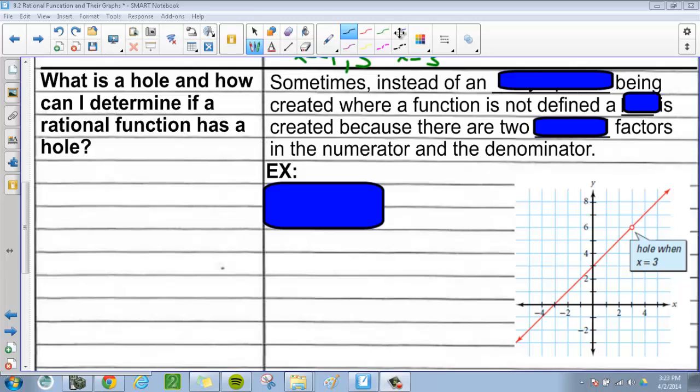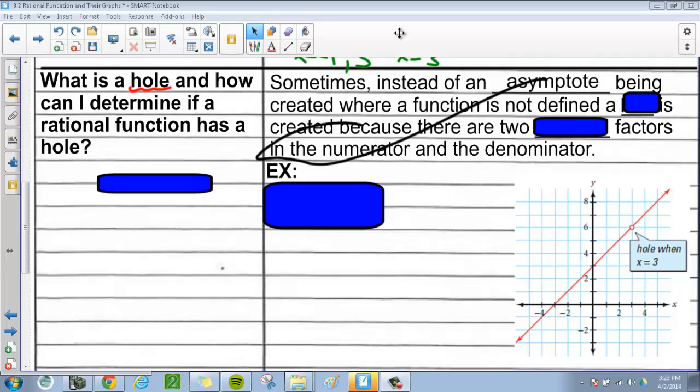Now the last topic I want to talk about is something called holes. Sometimes, instead of there being an asymptote, where the function is not defined, right?